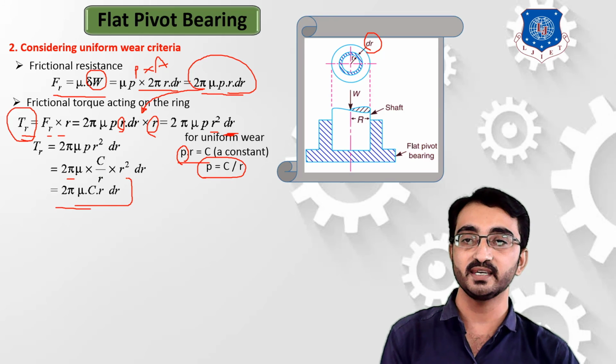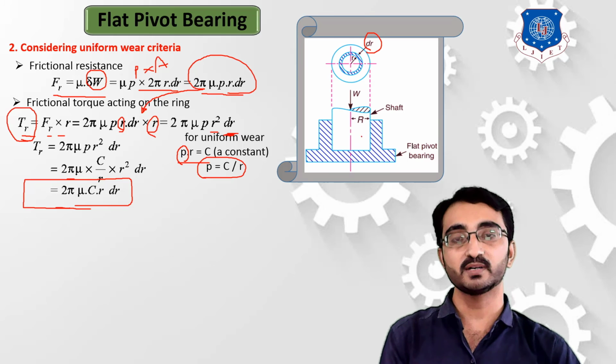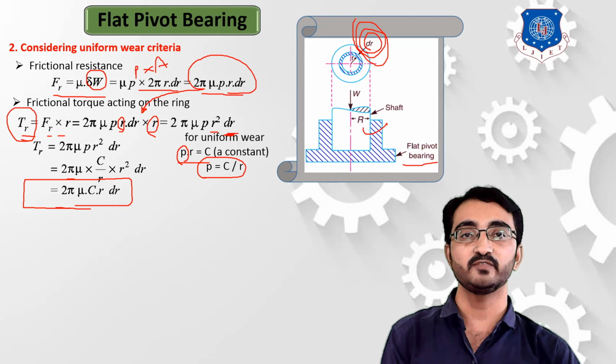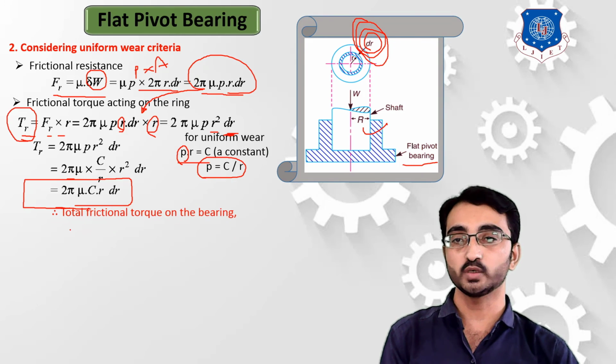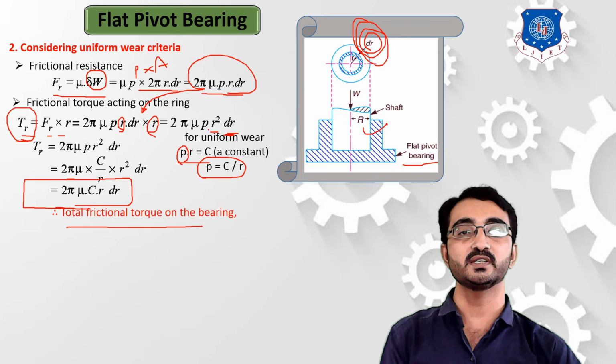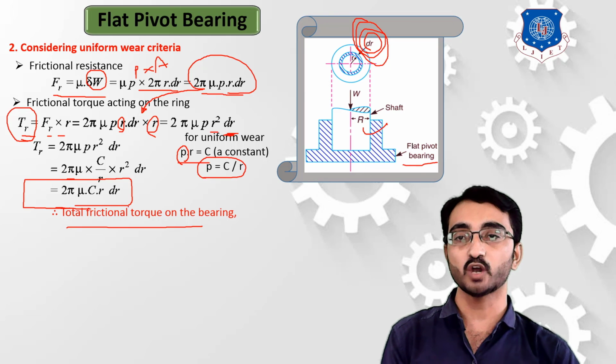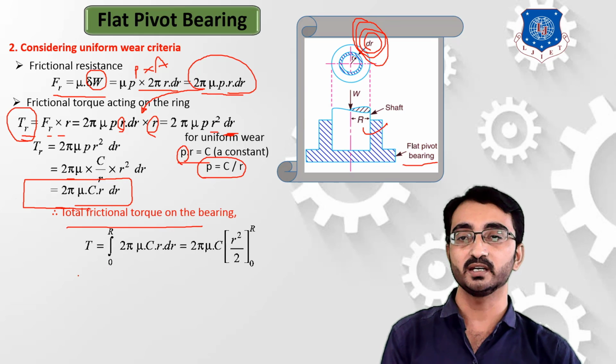This is the equation of torque which is produced, or which is power transmission, between this shaft and this bearing surface. Now this is from a small elemental ring. Okay, so if you want to derive the total frictional torque between this shaft and bearing surface, in that case we have to again integrate this torque with the limit of 0 to R. So by putting that limit over here, your final equation, that is for total torque, is equal to integration 0 to R of 2 pi mu C R dr.